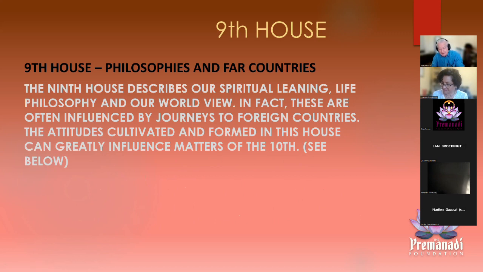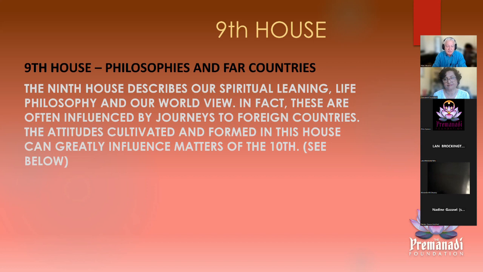The ninth house, the house of Sagittarius. Remember, the sign of Sagittarius is a horse with a rider sitting on top of the horse, and the rider has a bow and an arrow in his or her hand pointing towards the sky. That is the sign of Sagittarius. And so therefore, the ninth house deals with philosophies. That's the arrow pointing upwards to the sky. And far countries, that's where the horse will get you. So the ninth house describes our spiritual leaning, life philosophy, worldview.